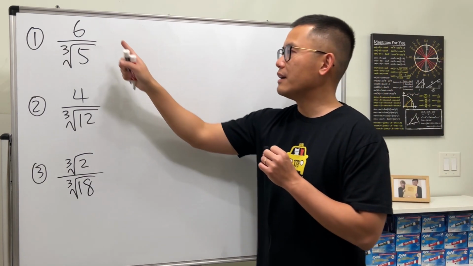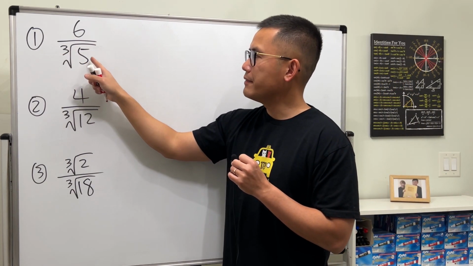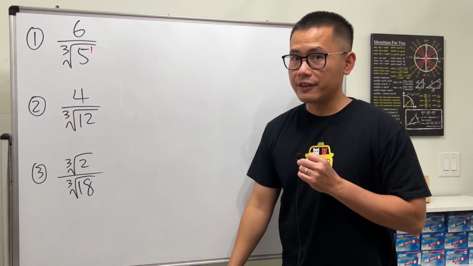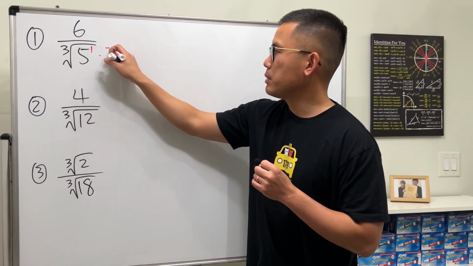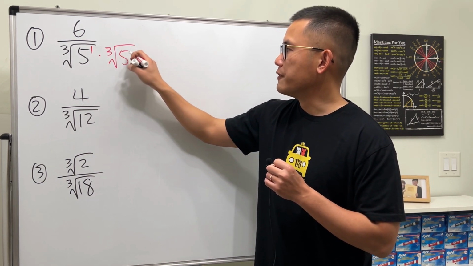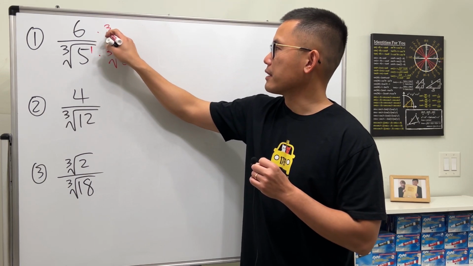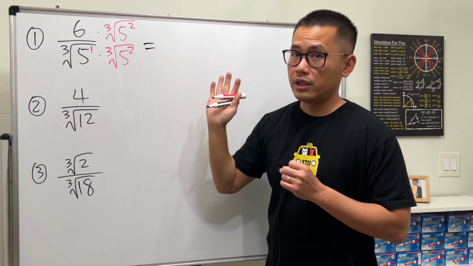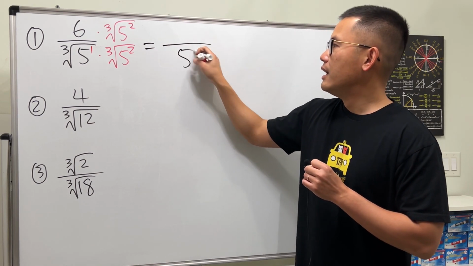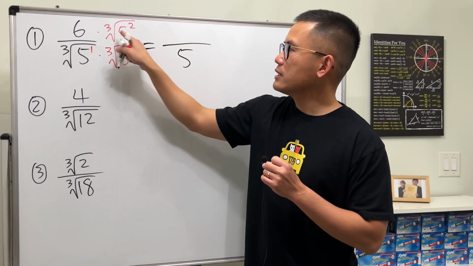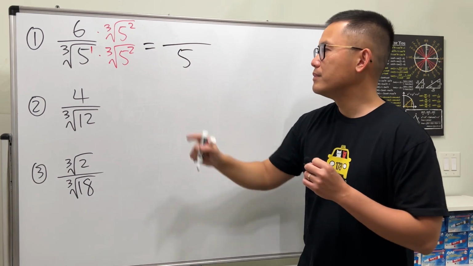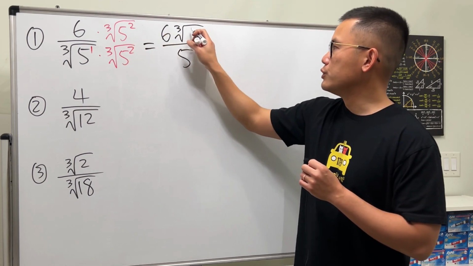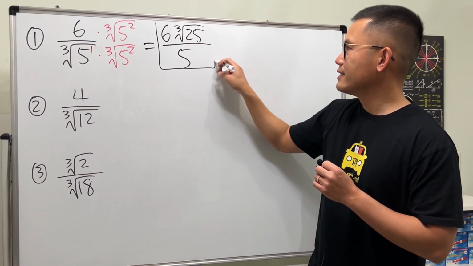For the first one, we have 6 over the cube root of 5, which is the same as 5 to the first power. And because we cannot break down the 5 anymore, we can just multiply this by the cube root of 5 to the second power and do the same thing on the top. On the bottom, we'll just get a regular 5. On the top, this is on the outside, this is on the inside. We cannot multiply them, just put them together. 6 cube root of 5 squared, which is 25. And then we are done.